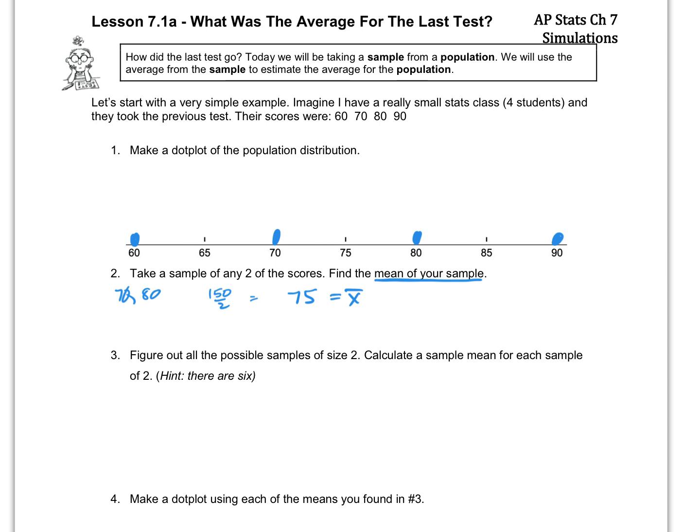We talked about X bar? I don't think we have in here yet. Or have we? Have we? Yeah, we have.